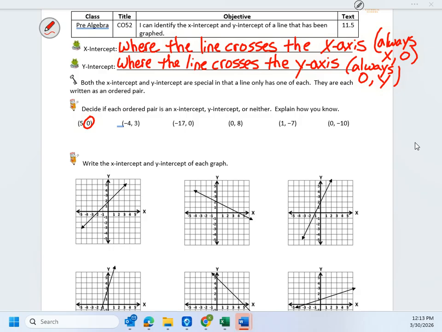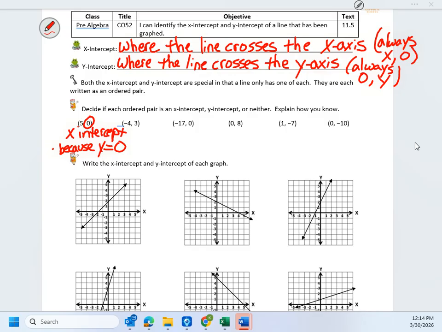What we have to do is figure out, is it an x-intercept or a y-intercept? What would this one be, Madeline? An x. So this is the x-intercept because y equals 0. So you have to write all of that. You have to say, is it the x-intercept, the y-intercept, or neither? And then you have to say how you know. Y equals 0, so I know it's the x-intercept.